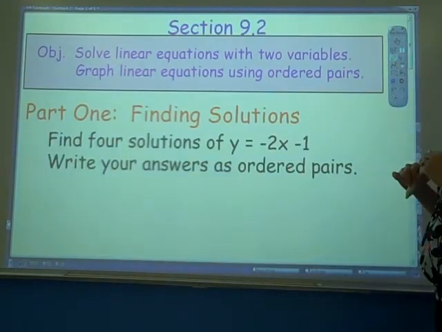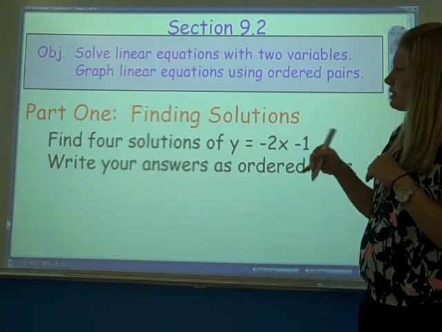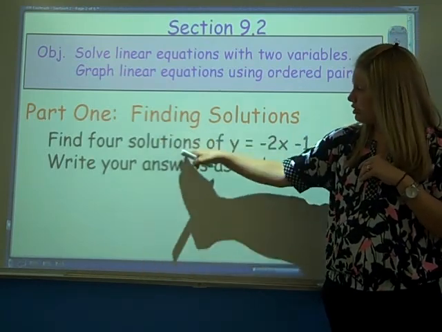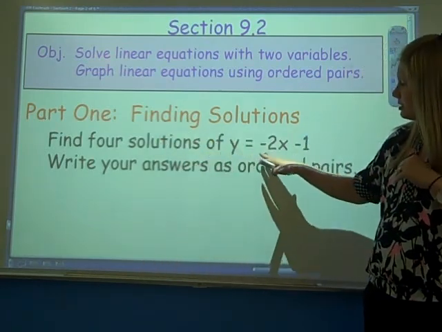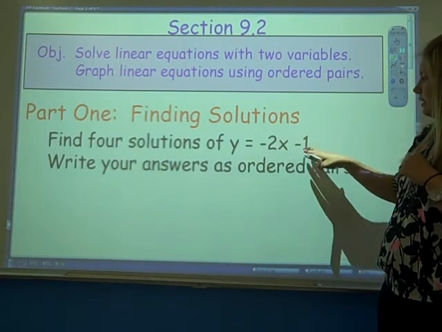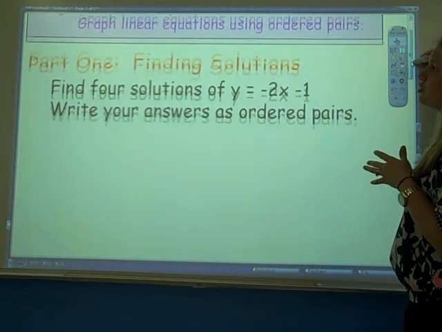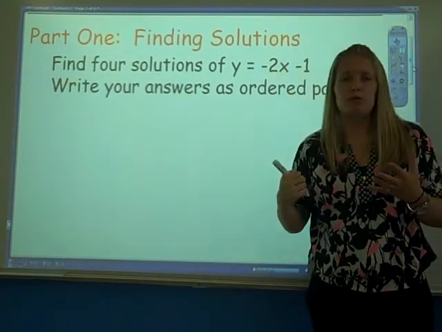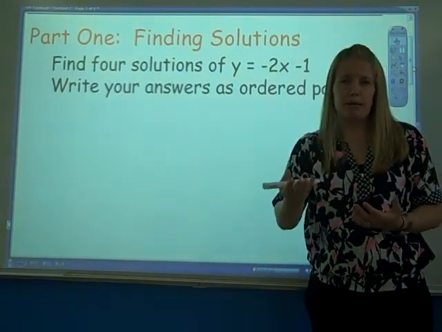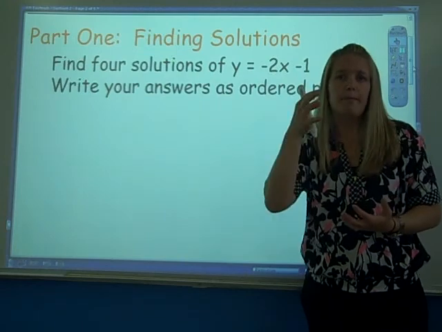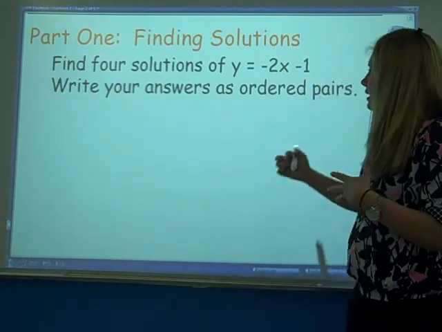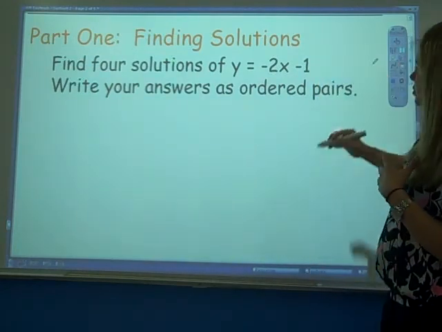Okay, next thing. Part 1, finding solutions. Find 4 solutions of y equals negative 2x minus 1. Write your answers as ordered pairs. Now, you're going to do similar to what we were doing in 9.1 with the input-output. You're going to pick an input, an x, a domain, plug it in, and figure out what the y is, and you're just going to write your answers as ordered pairs.